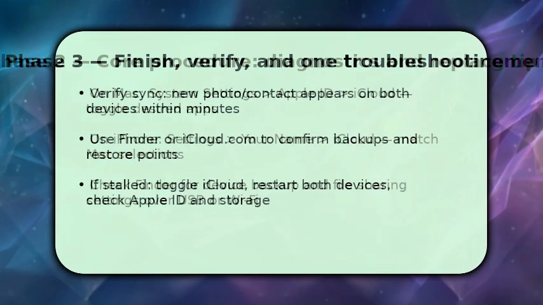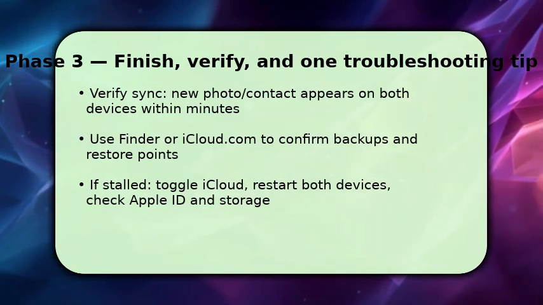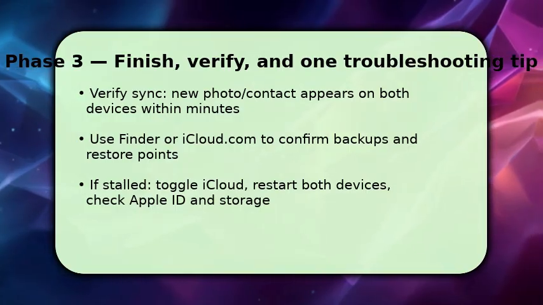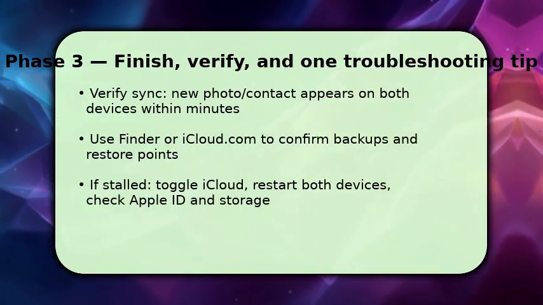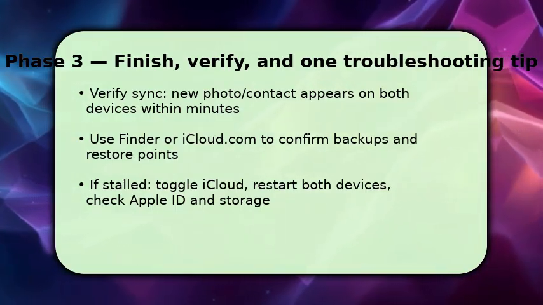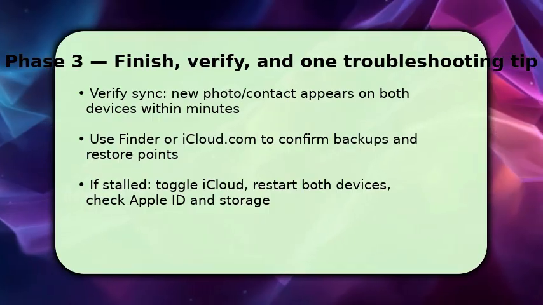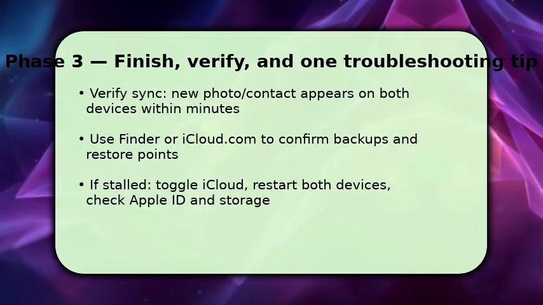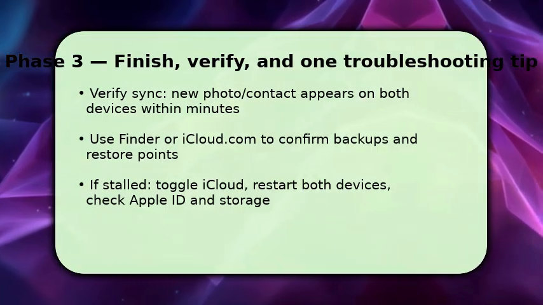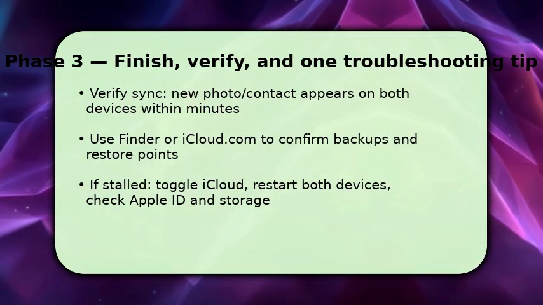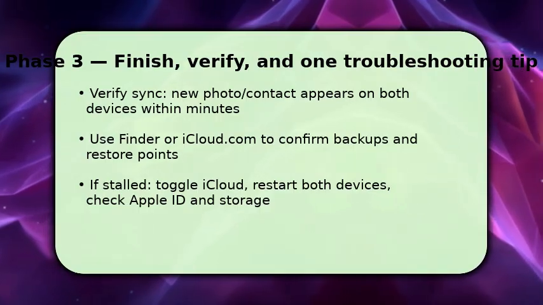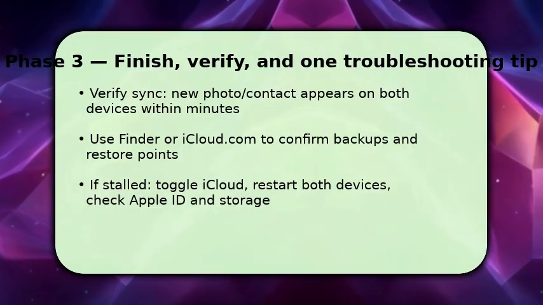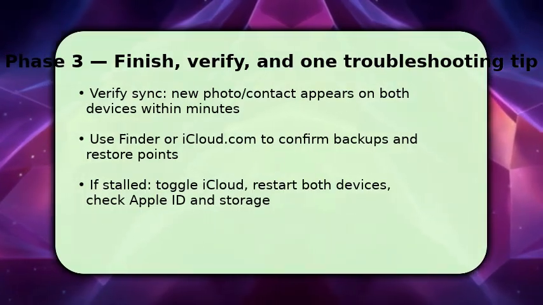Finish by confirming sync integrity. Create a test photo, contact, and note, then verify they appear on both devices. Use Finder Backups and iCloud.com to inspect synced files and recent backups. This helps confirm restorability. If sync stalls or items don't show, sign out and back into iCloud, restart both devices, and ensure sufficient iCloud storage. Additionally, check that both OS versions are compatible. If problems persist, disconnect and reconnect the devices, then rerun the backup and sync process.